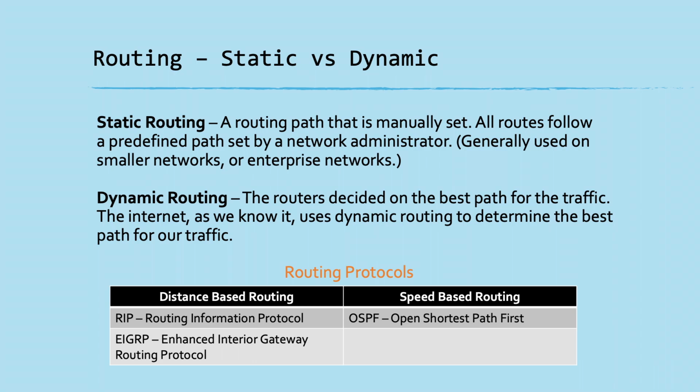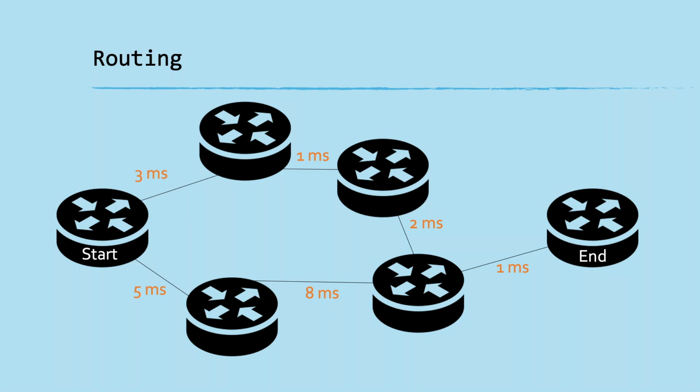There are several ways it determines this. We're not going to get into details. But if we look at this example here, and we start here, if we're going by speed, we would actually go through this top route here. So 3 plus 1 plus 2 plus 1 is going to be faster than the shorter route. The shorter route might actually take a little bit longer. So 5 plus 8 plus 1 milliseconds would actually be longer in this instance. So depending on what protocol we're using, the routes would be different.